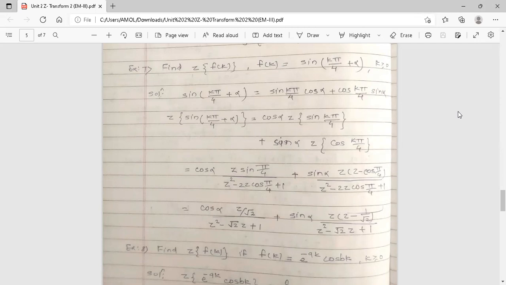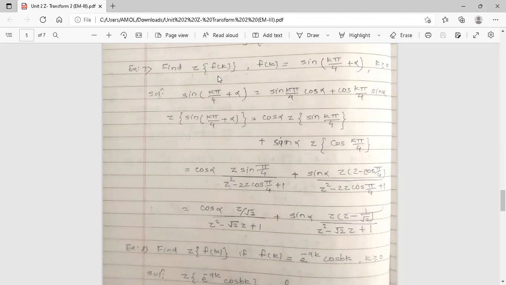In the previous two lectures we have discussed the transform of some standard sequences, properties of Z transform, and some examples on Z transform. Again, we are going to discuss a few examples in this lecture. Z transform is a topic from the second unit. Now see the new example here.